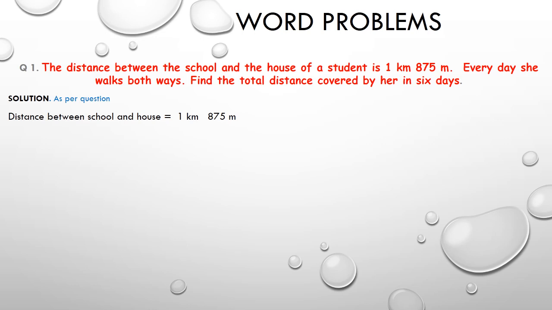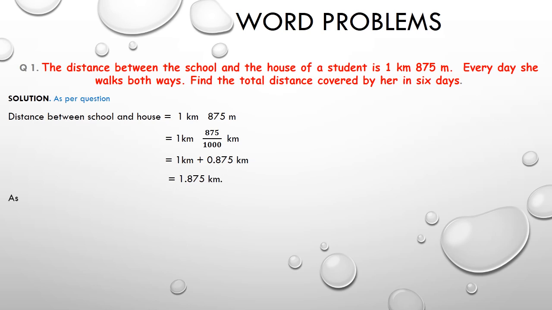We can notice the distance units are not the same, so we will make them the same. So 1 kilometer we will write as it is, and 875 meter we will divide by 1000 and it will convert into kilometer. So we will get 1 kilometer plus 0.875 kilometer. After addition we will get 1.875 kilometer.